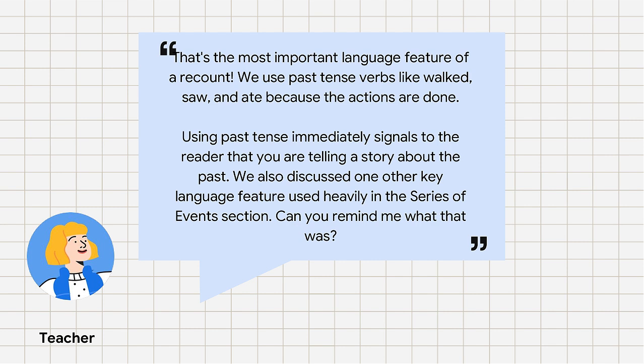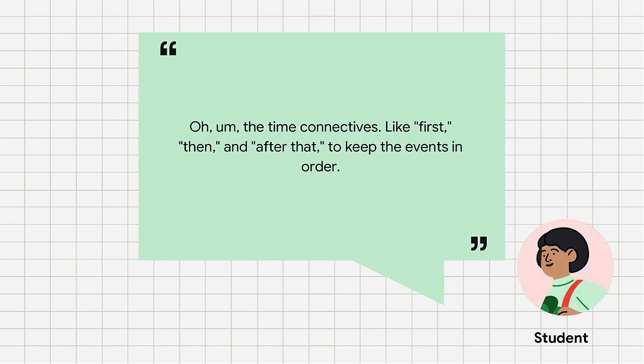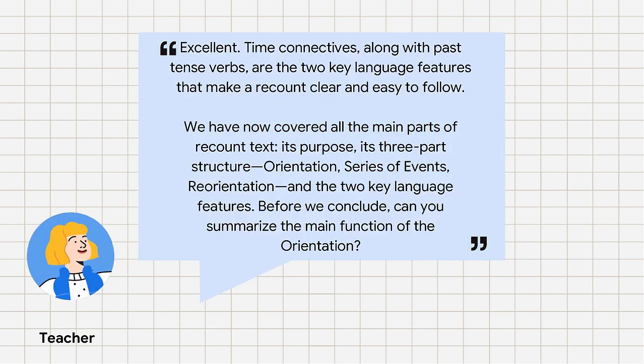We also discussed one other key language feature used heavily in the series of events section. Can you remind me what that was? The time connectives, like first, then, and after that, to keep the events in order. Excellent. Time connectives, along with past tense verbs, are the two key language features that make a recount clear and easy to follow. We have now covered all the main parts of recount text: its purpose, its three-part structure, orientation, series of events, reorientation, and the two key language features.